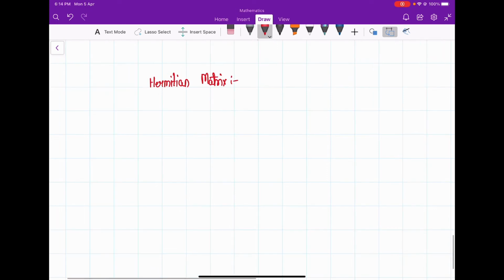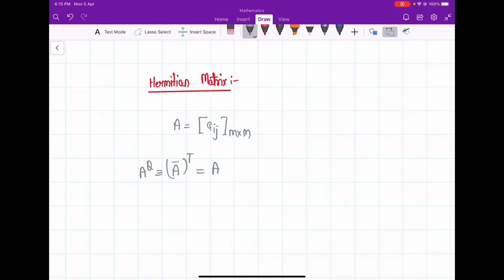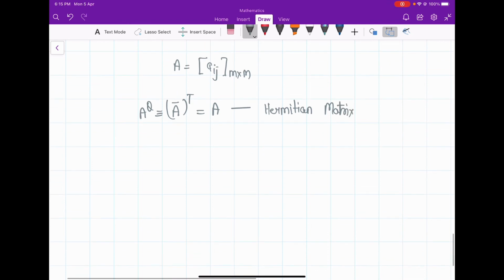So this is the other type of matrix example. Suppose A is a square matrix of order m cross m, where Aij is the entry. If the transpose conjugate of A will be A, that is A theta will be A, then the matrix will be a Hermitian matrix, just like a symmetric matrix.